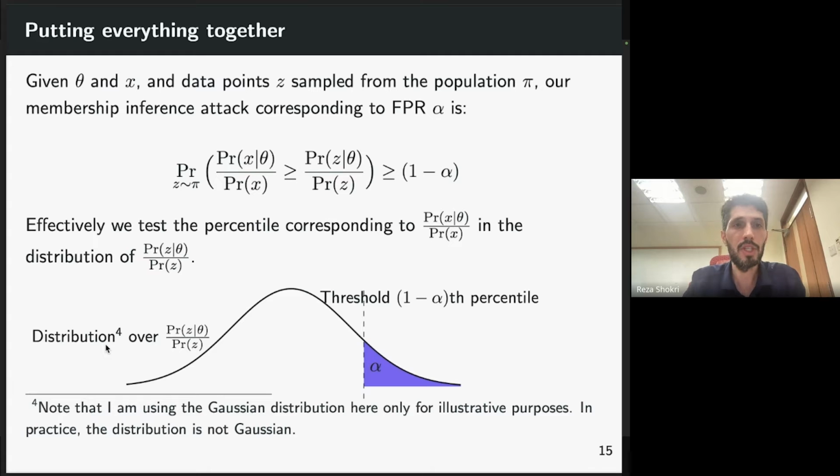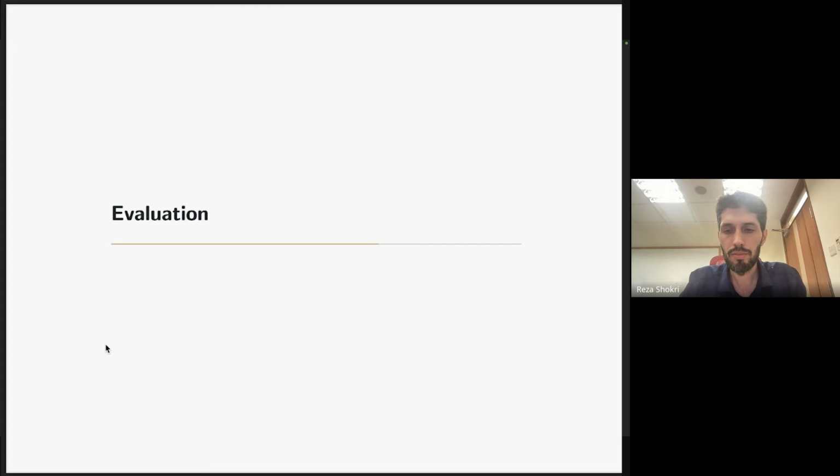Very straightforward. So this immediately would give you a test for every FPR that you are interested in. So that's the entire motivation and construction of the test. Let us go through some evaluations. If there are some questions about the construction of the test, maybe this is a good time as well. Otherwise, I can just continue.